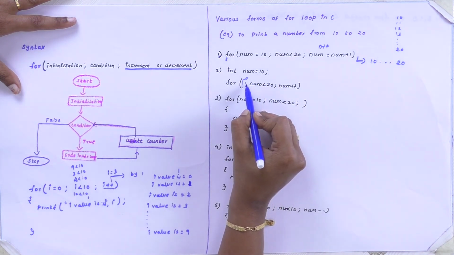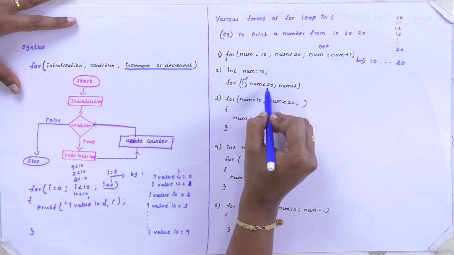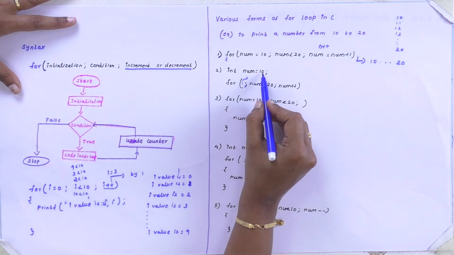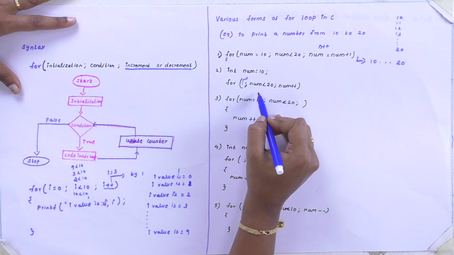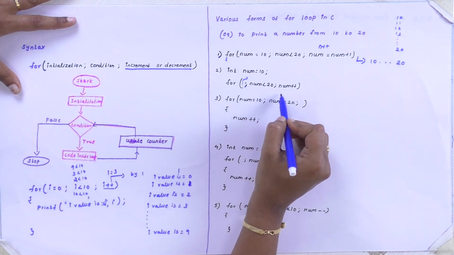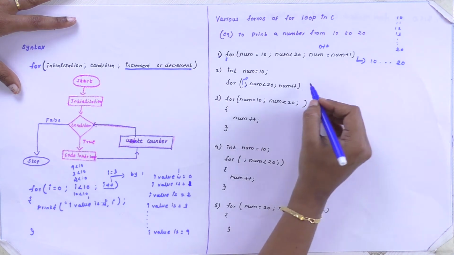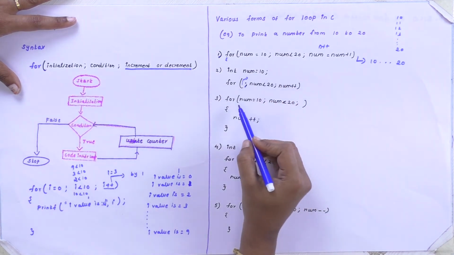When the compiler sees this termination, it will go to the next for condition checking: num less than 20. We already declared num value is 10, so 10 less than 20, the condition will be true. So it will enter into the loop, and after the loop execution, again it will come for update counter, and the loop will execute until the condition becomes false. So it will execute up to 19. Less than 20 means it will print up to 19.